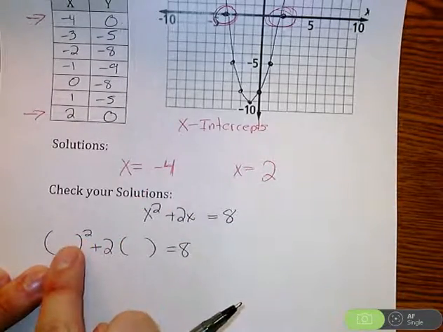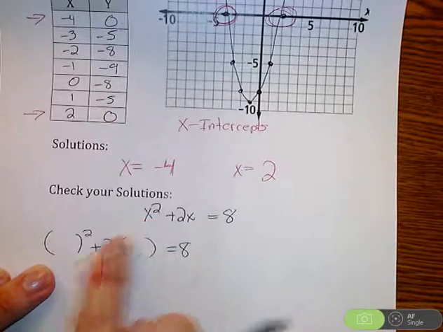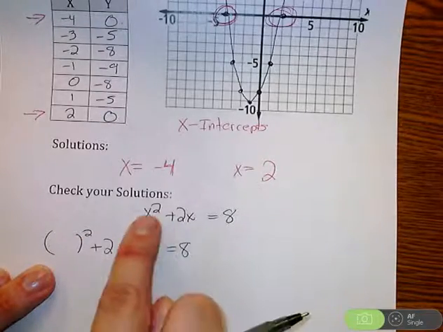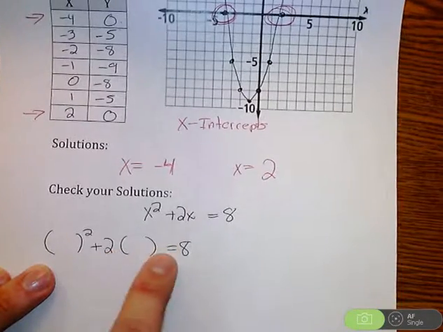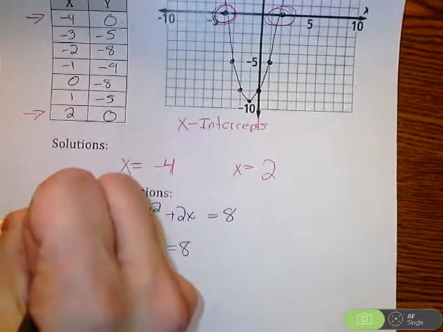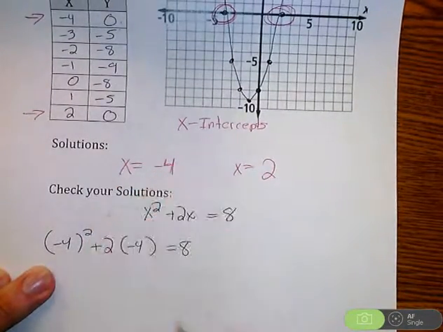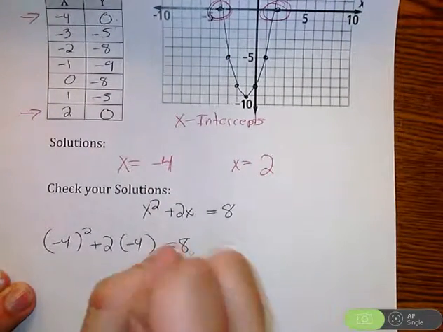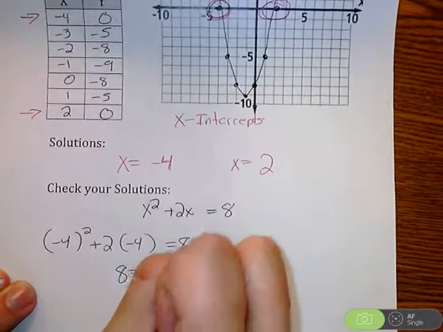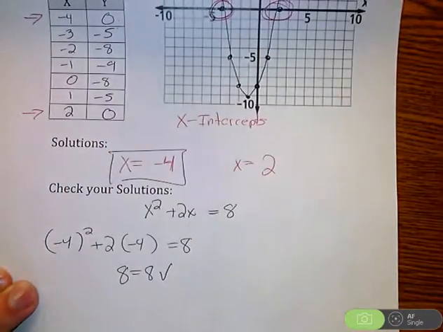I like to plug it in with parentheses. And notice the parentheses are in the spot of the x's. So parentheses squared plus 2 times parentheses equals 8. So if I plug in -4, and you could check this on your calculator, type it in just like this. And what's going to happen is you're going to get 8 equals 8. So it works out. x equals -4 is a solution.